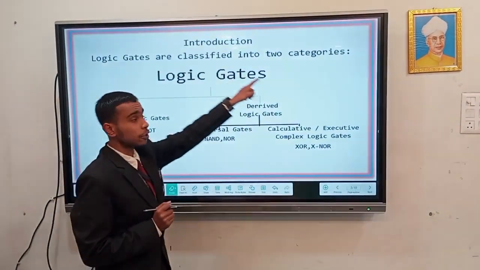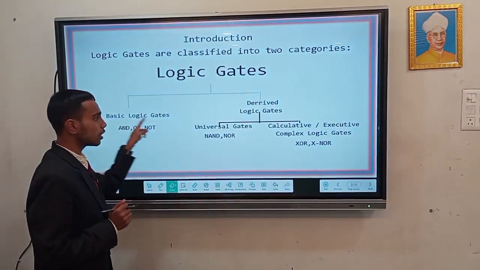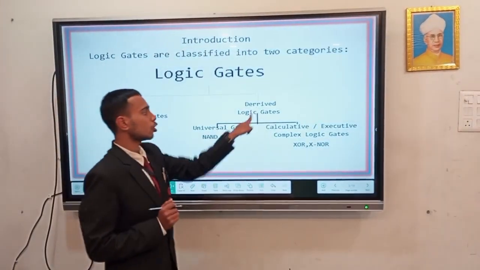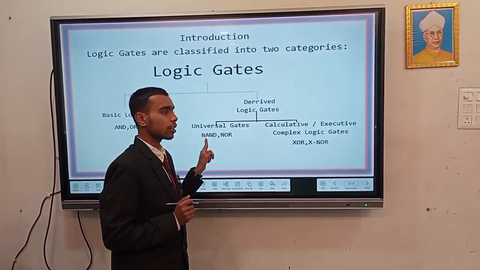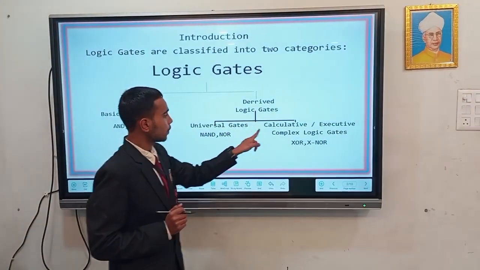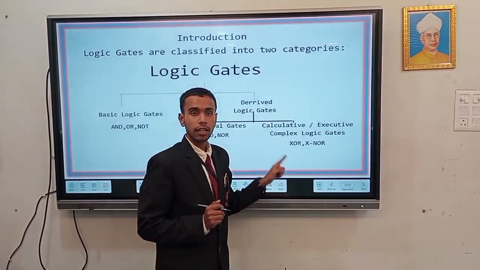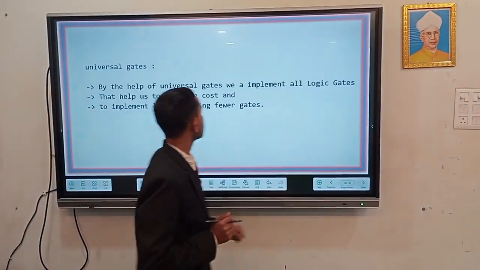The logic gates are classified into two categories. There are the basic logic gates which are AND, OR and NOT, and the derived logic gates, the universal gates, which are NAND and NOR. Then there are the complex logic gates which are XOR and XNOR.